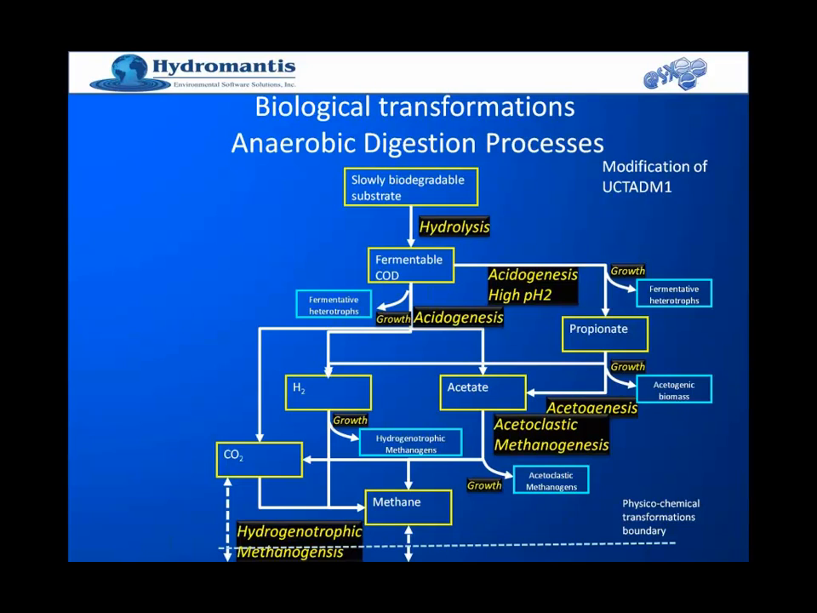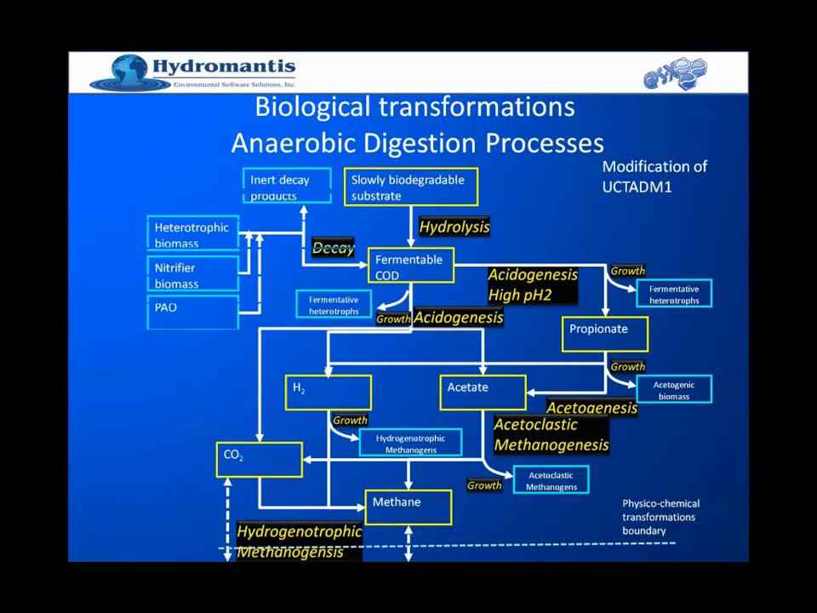And in this one, just to make it complete, we added new processes in which heterotrophic biomass, nitrifier biomass, and poly-P biomass decay and produce slowly biodegradable substrate. Sorry, this should have been the slowly biodegradable substrate. So this produces slowly biodegradable substrate, and the hydrolysis process produces fermentable COD. So these are some of the modifications which we had to go through.